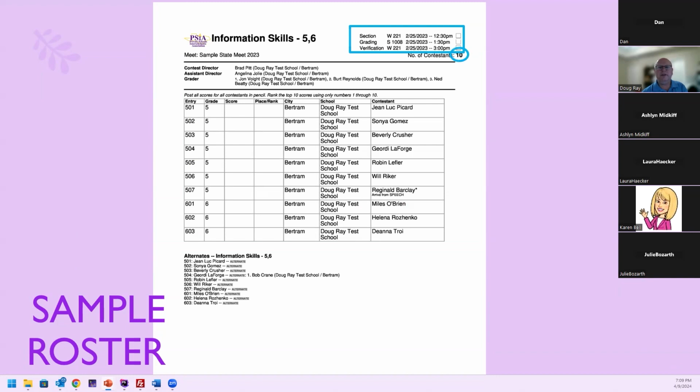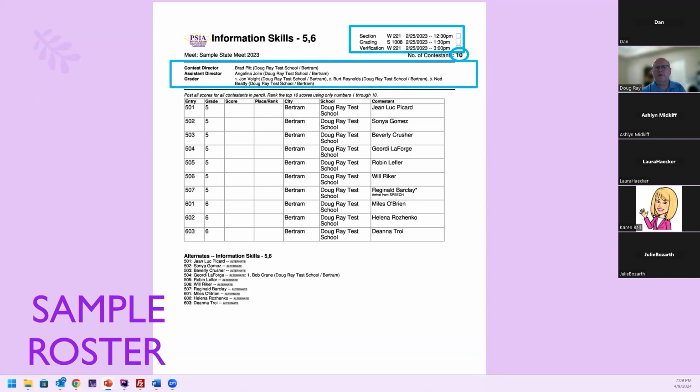You'll have the number of contestants in your contest. This is the maximum number of contestants that you are expecting. If you have an objective contest, you can use this number to count the number of tests that you have when you get to the contest room, to make sure you have enough tests for your contest.